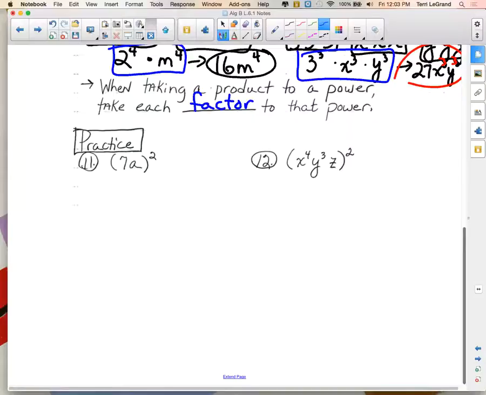So number 11, how many factors are there in this multiplication? 2. What's one of the factors? 7. What's the other factor? a. Take each of them and give them their own power of 2. Instead of having to write out 7a times 7a, rearrange it, just give each of them their own power of 2. What is 7 squared? 42. No. 49. And a squared is going to stay a squared, isn't it? Okay, there we go. That was a lot shorter, wasn't it?